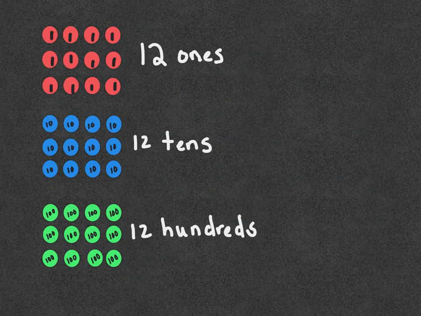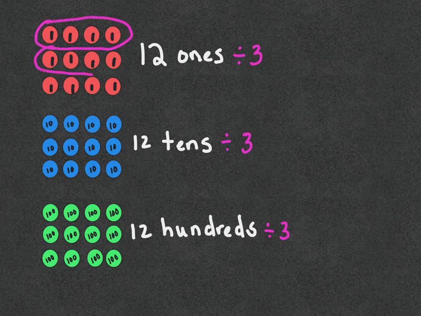In this next example, we have 12 ones, 12 tens, and 12 hundreds. And each one we are going to divide by 3. Remember, 12 ones, 12 tens, and 12 hundreds are written in unit form, and we have place value discs. So we're going to group each one of these into 3 equal groups because we're dividing by 3. How many are in each group?